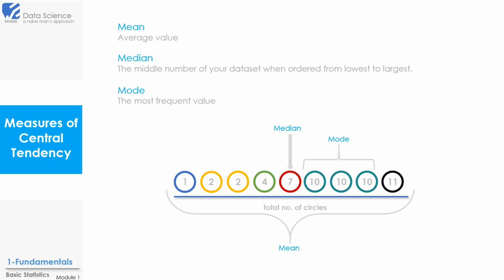Now we have measures of central tendency, which are basically mean, median and mode. Mean is the average value. Then median is the middle number of your data set when it is ordered from lowest to largest. And mode is the most frequent value. You can see the picture shown here on the screen. It shows the 3 measures of central tendency.